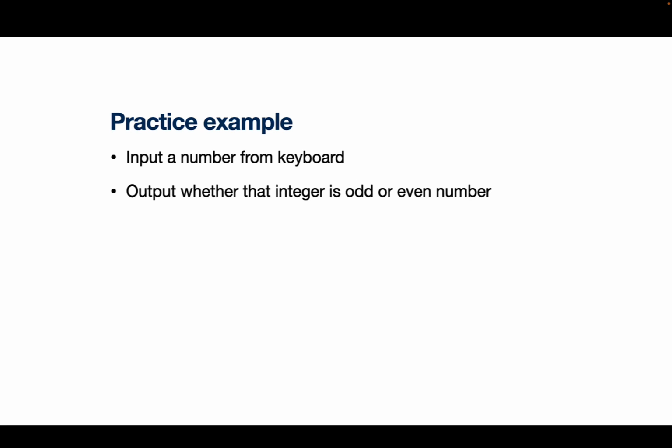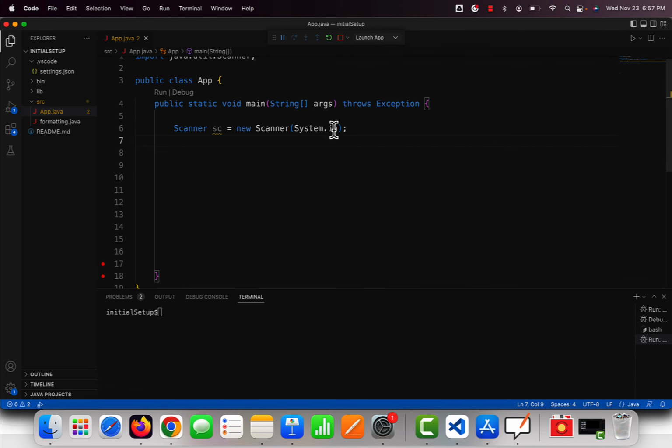You have to input a number from the keyboard and then you have to output whether that number is odd or even. A number is even if dividing by 2 leaves the remainder 0. So you can pause the video and think about the solution. You can also comment the solution in the video. So we are back in our Visual Studio Code. This is our input statement. We are using a scanner to read the input.